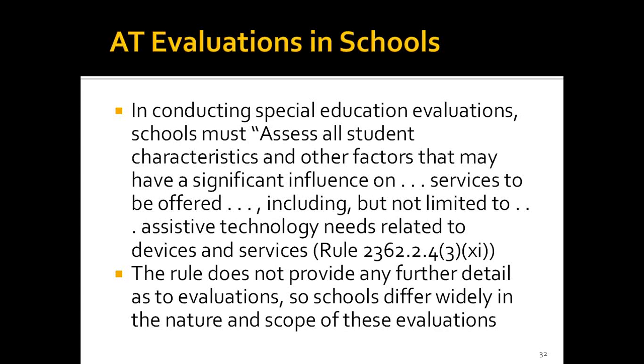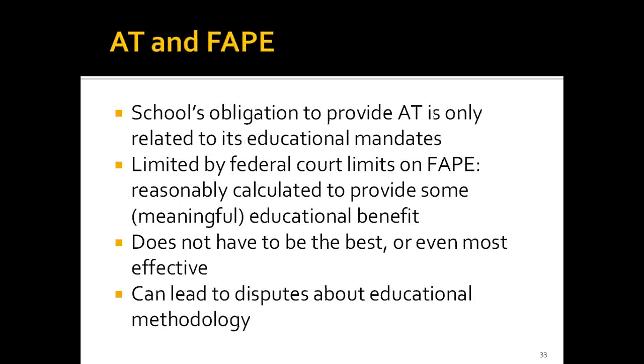Okay, next slide, please. So, assistive technology and FAPE, the Free Appropriate Public Education. The school's obligation is only to provide AT related to educational mandates, as I said, reasonably calculated to provide some meaningful educational benefit. So if the student isn't making progress on IEP goals, one of the things you can say is, do we need to provide more AT support here? That's something you bring to the team and say, we're not seeing progress on this goal. What else do we need to be doing? But it does not have to be the best or even the most effective.